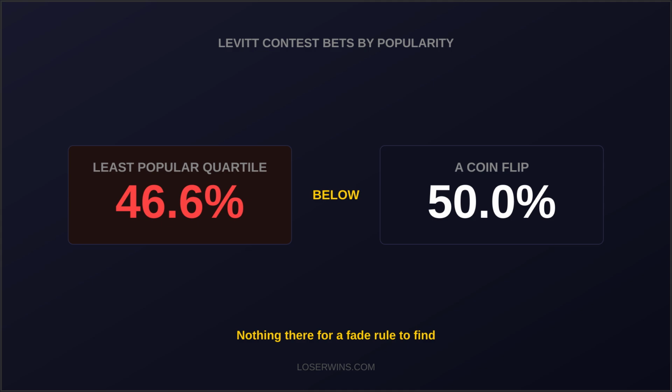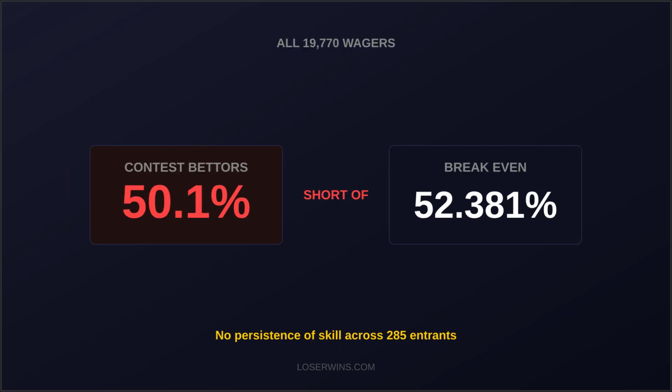He also found no persistence of skill among the 285 entrants. The spread of outcomes matched what independent coin tosses produce, and how a bettor had done by a given week carried no weight for the weeks after it. Between them, contest bettors won 50.1%, under the threshold. Then there's the age of it.